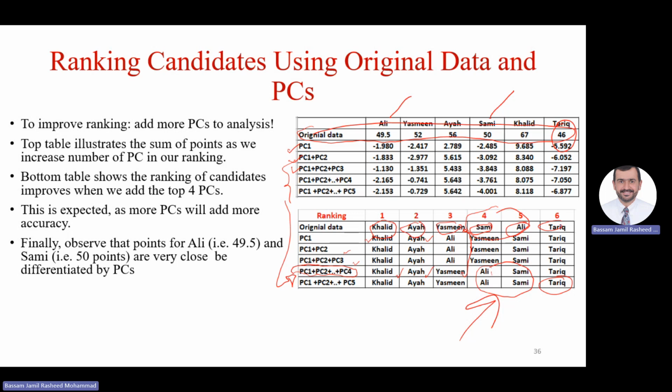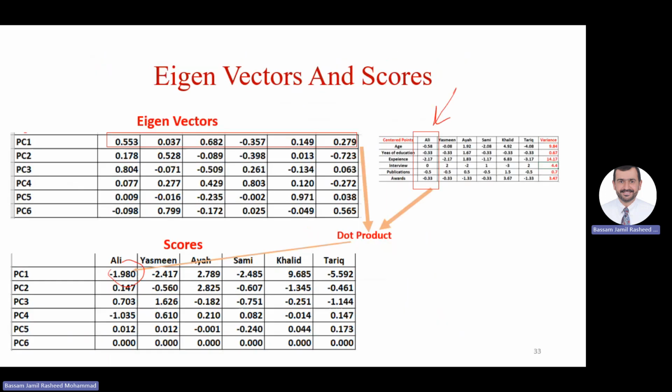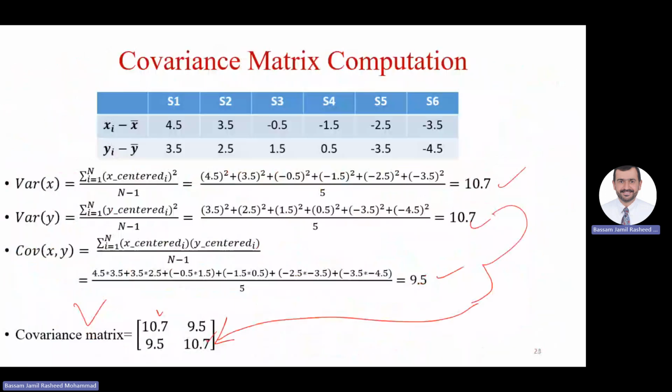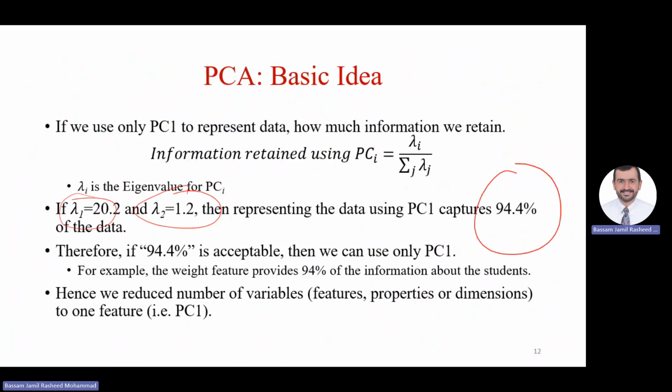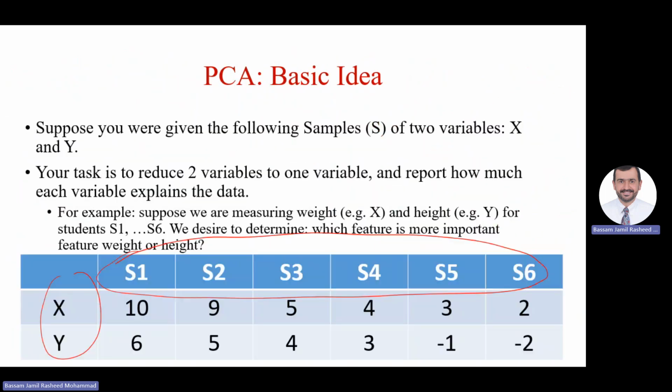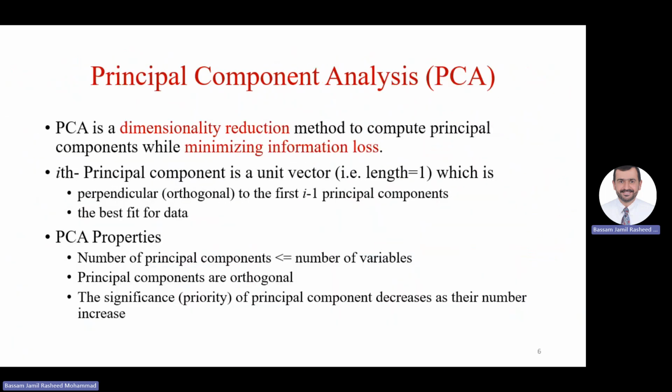Now let's go back to the definition we talked about at the beginning of the class. Let's see if this makes sense of PCA. All right. I like to close the loop here. PCA is a dimensionality reduction method to compute principal components, minimizing information loss. You need more accuracy, include more components.